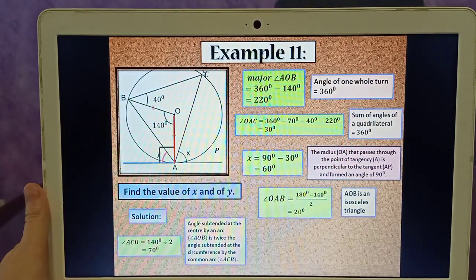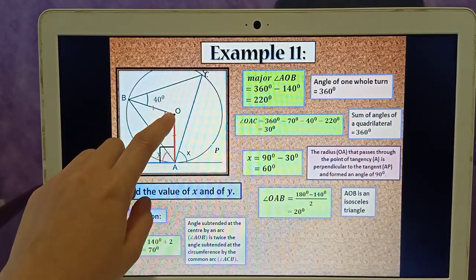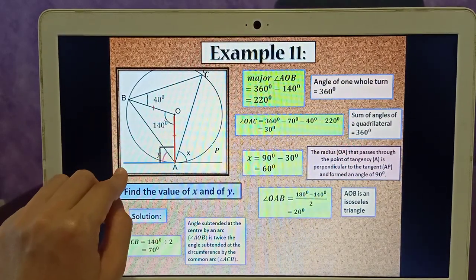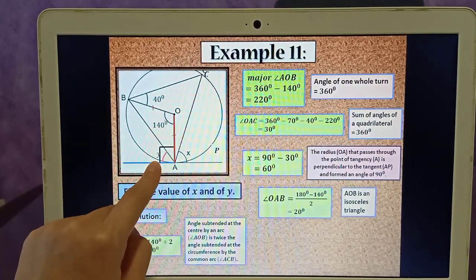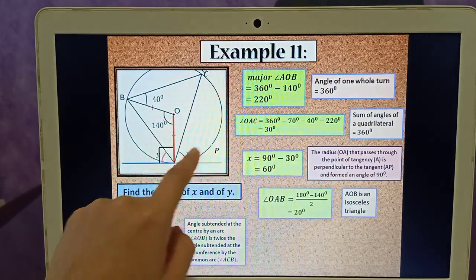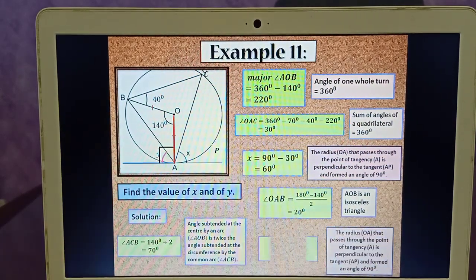And now you can find y, right? Because this angle, the radius and the tangent form 90 degrees. So 90 degrees minus 20 degrees that you got before. So the answer for y will be 90 minus 20, 70 degrees. Okay?